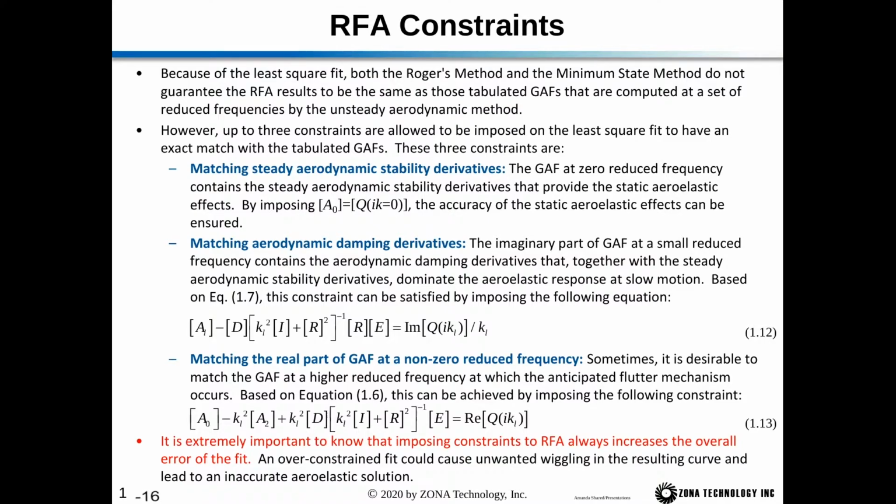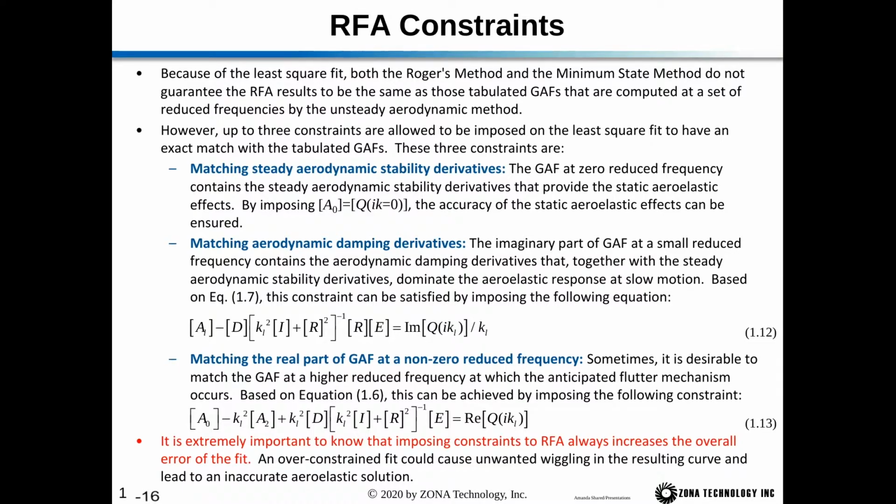These 3 constraints are: 1, matching the steady aerodynamic stability derivatives. So the GAFs at 0 reduced frequency contain the steady aerodynamic stability derivatives that provide the static aeroelastic effects. So if you impose A0 is equal to Q of ik equals 0, then the accuracy of the static aeroelastic effects can be ensured. Secondly, you can match the aerodynamic damping derivatives.